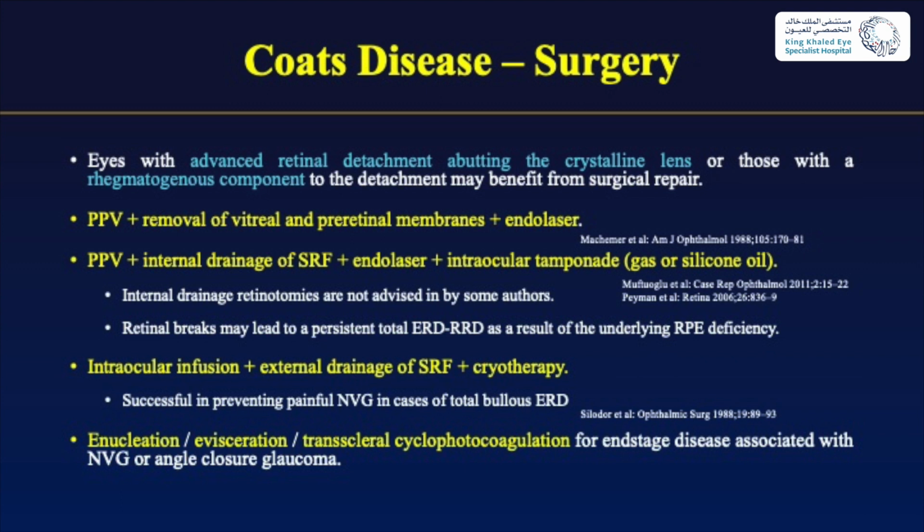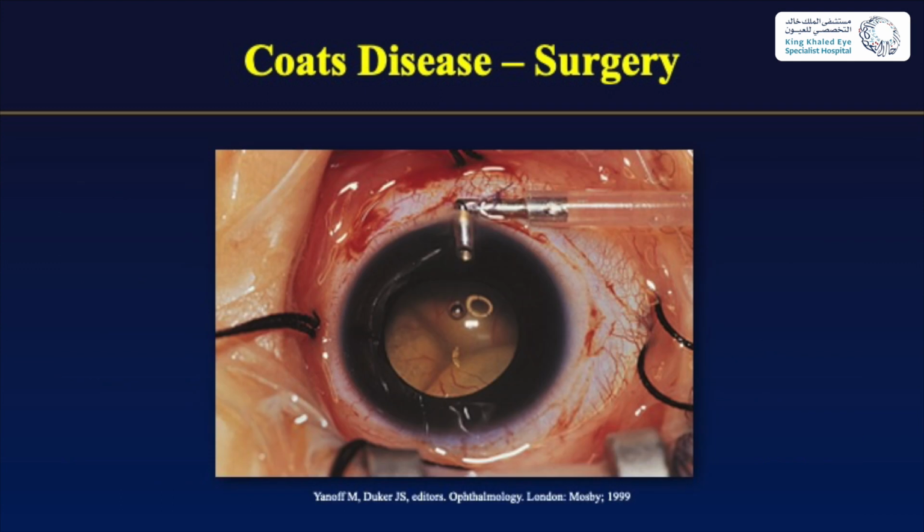If you have a bullous, highly exudative retinal detachment, the patient might benefit from intraocular infusion, external drainage of subretinal fluid, then application of cryotherapy. In end-stage cases, the patient might benefit from enucleation, or if the IOP is high, will benefit from transscleral cyclophotocoagulation. So this is a patient with extensive exudative retinal detachment who had infusion line in the anterior chamber, then the surgeon drained the subretinal fluid transsclerally.